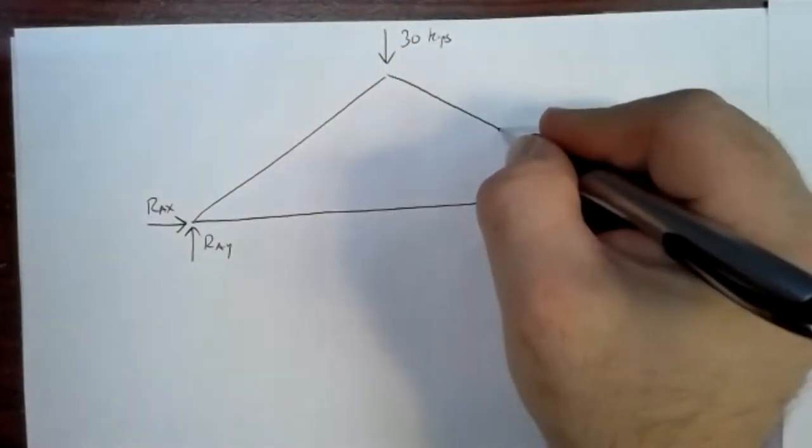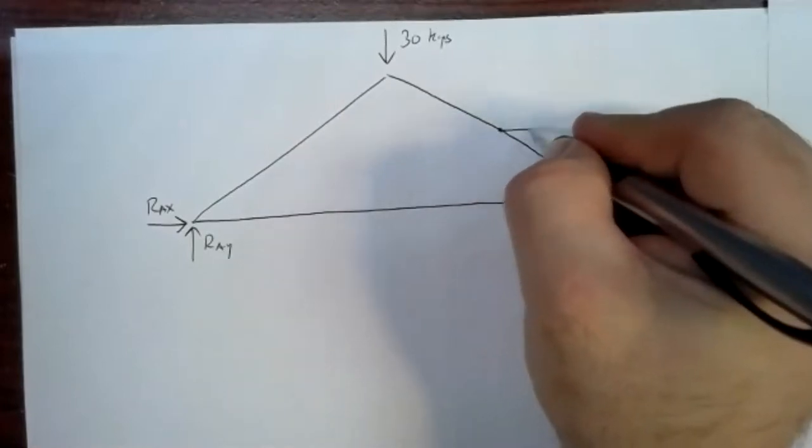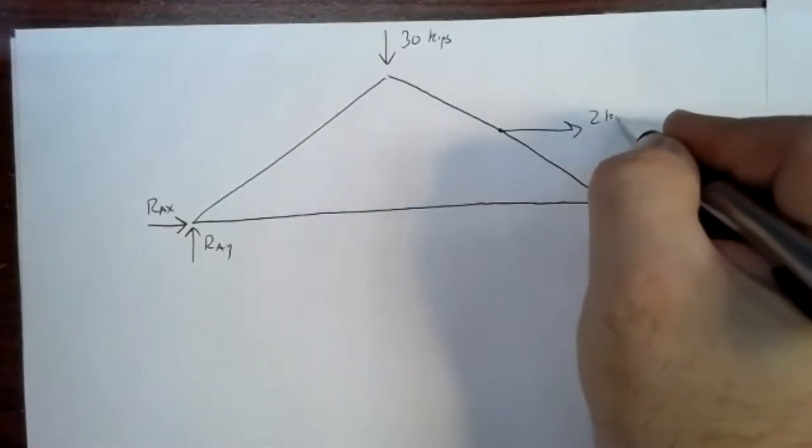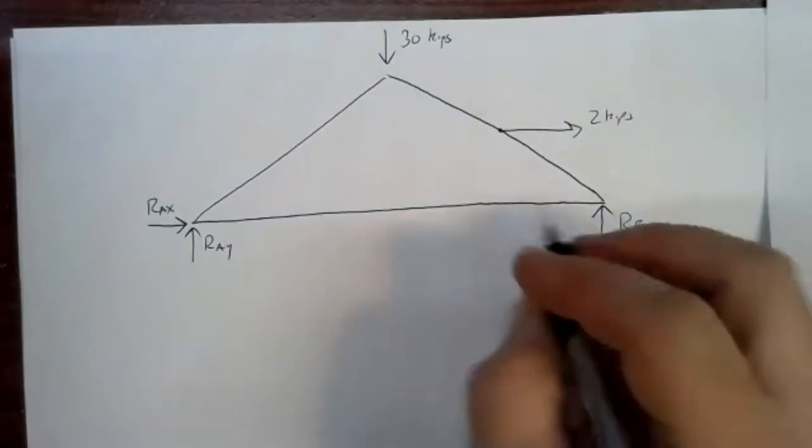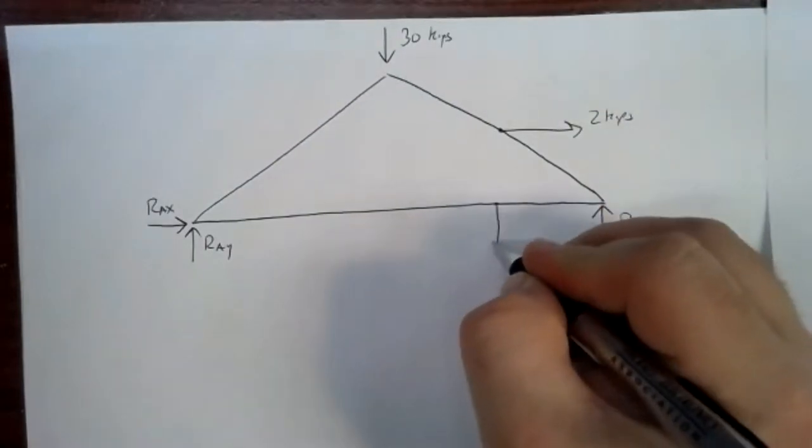We had our 30 kip force here, right about there, we had 2 kips, and we had right around here 8 kips.